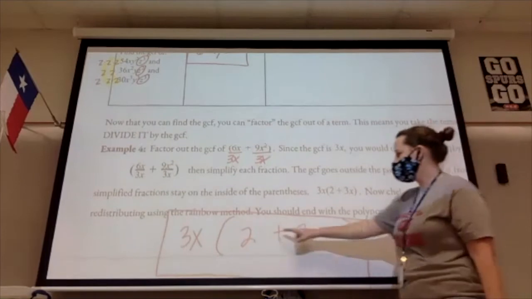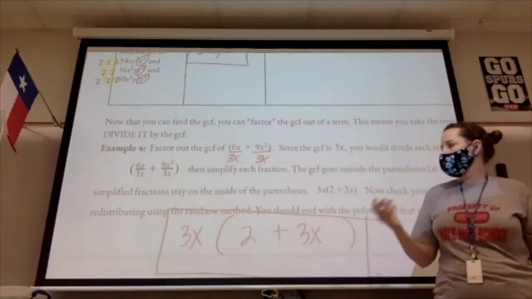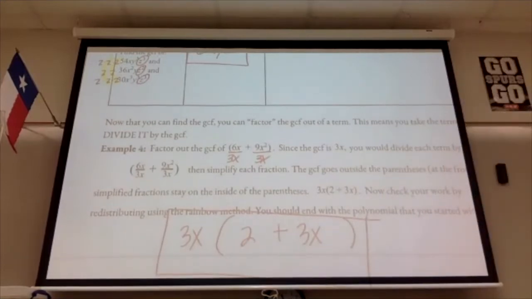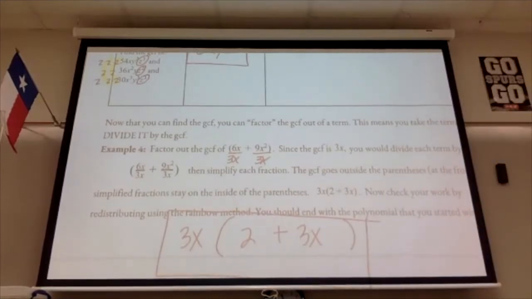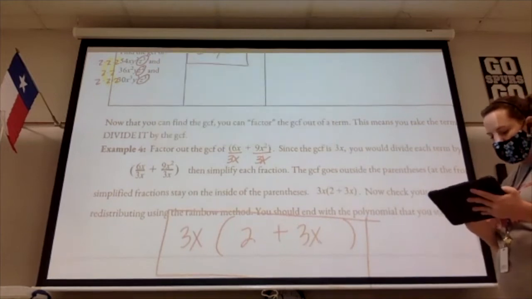When I look at these two terms left over, is there anything they have in common still? No. So we always want to double check because sometimes we might miss something. Sometimes maybe the value we pulled out for our coefficient wasn't big enough. Okay, and then you can check your work by redistributing. So when we redistribute, we want to make sure we get back our original problem.